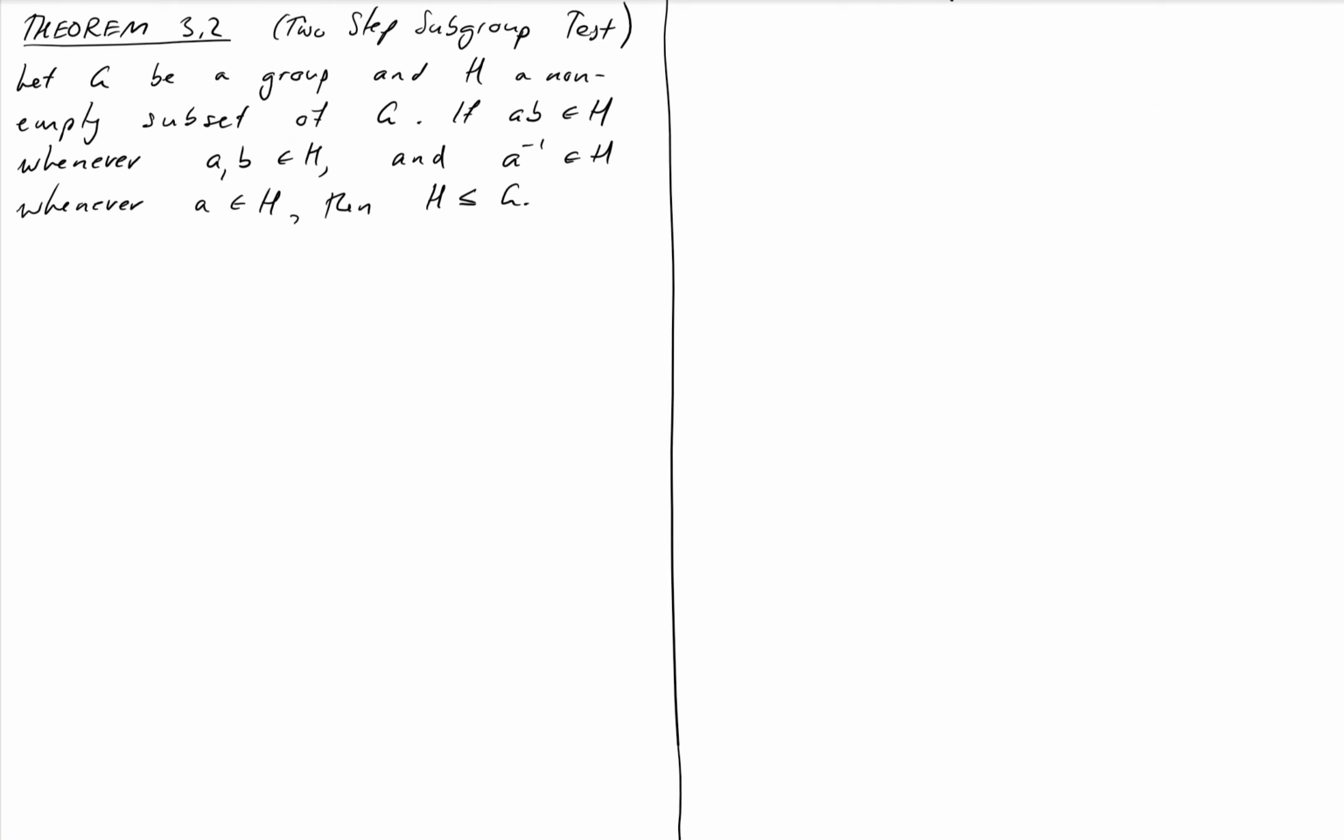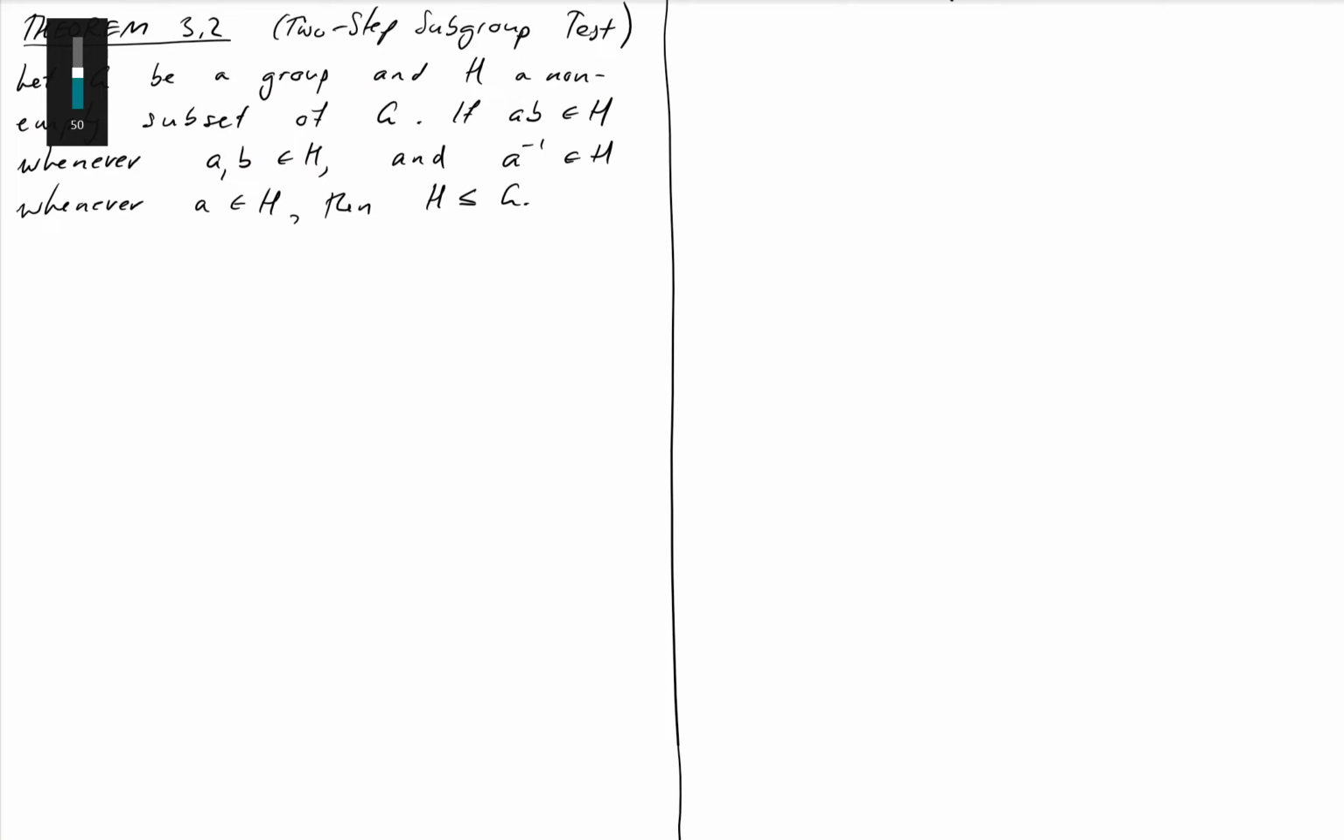Okay, so our next theorem is the so-called two-step subgroup test, and it's actually very similar to the last one, where we have a group G and again a non-empty subset of G. This time we're just doing it in two steps. We're showing closure, i.e. ab is in H whenever a and b are in H, and inverses, i.e. a inverse is in H whenever a is in H, separately rather than trying to do it in one hit like we did last time. Then H is a subgroup of G.